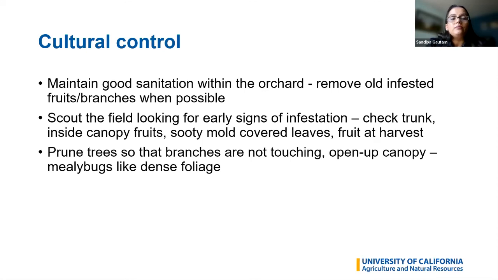Another point is scout the field looking for early signs of infestation. If you can catch early populations, because they like to be clumped in an area, early in the infestation cycle, then doing spot treatment may help to control that particular population. Also, because mealybugs can crawl from tree to tree, if the trees are touching each other, pruning trees so that the branches are not touching, opening up the canopy to allow for free flow of predators and parasitoids could help control mealybugs.